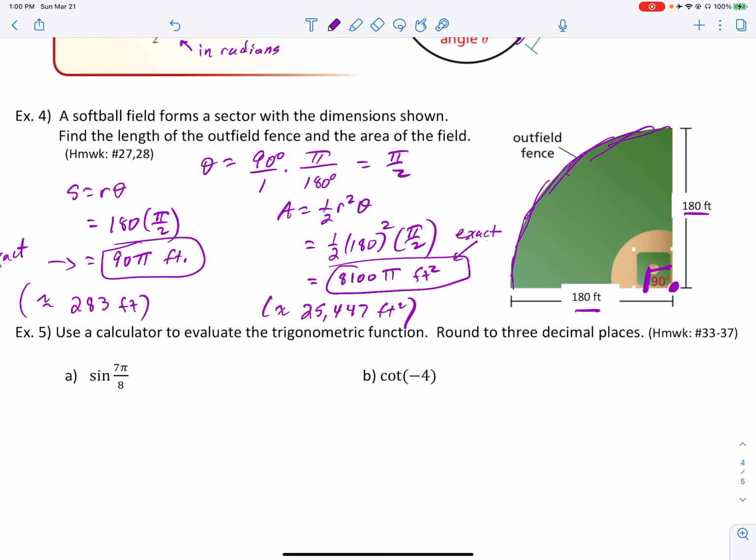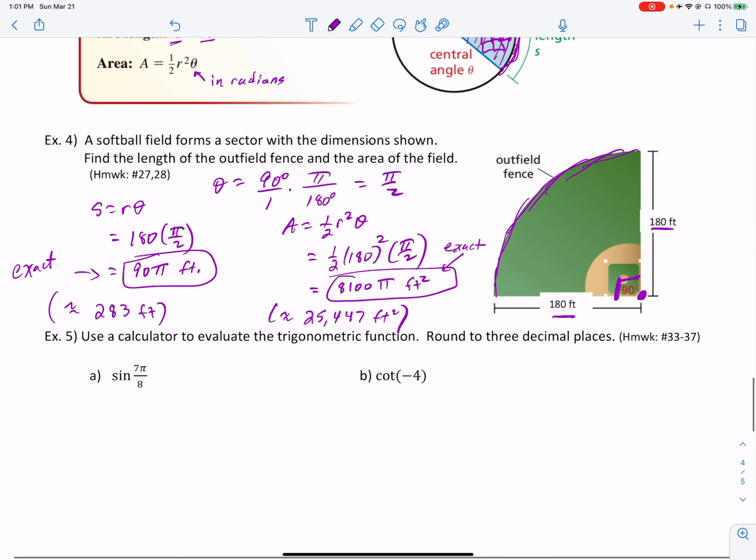Which makes sense. Pi is about 3.14. 3 times 8 is 24. So yeah, that's in the ballpark there. No pun intended. All right. Okay. Anyway, yeah, here we go.